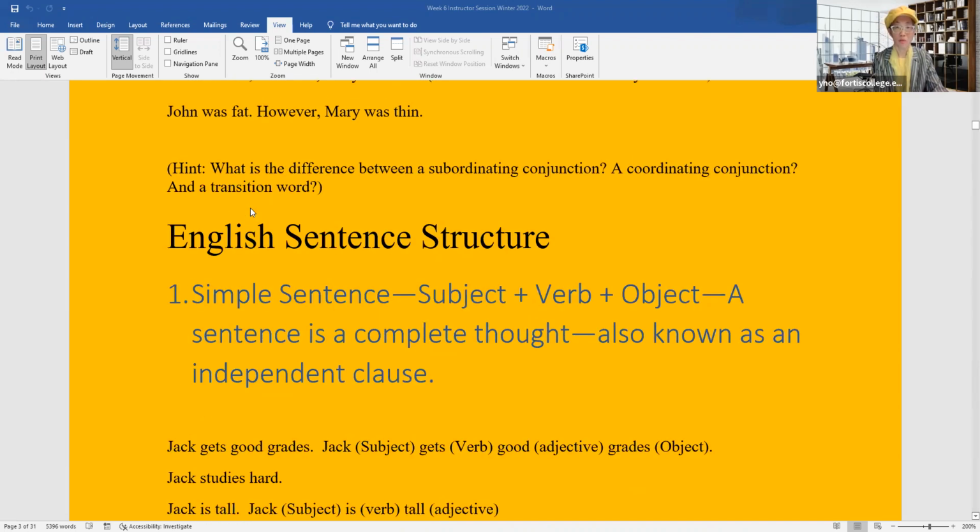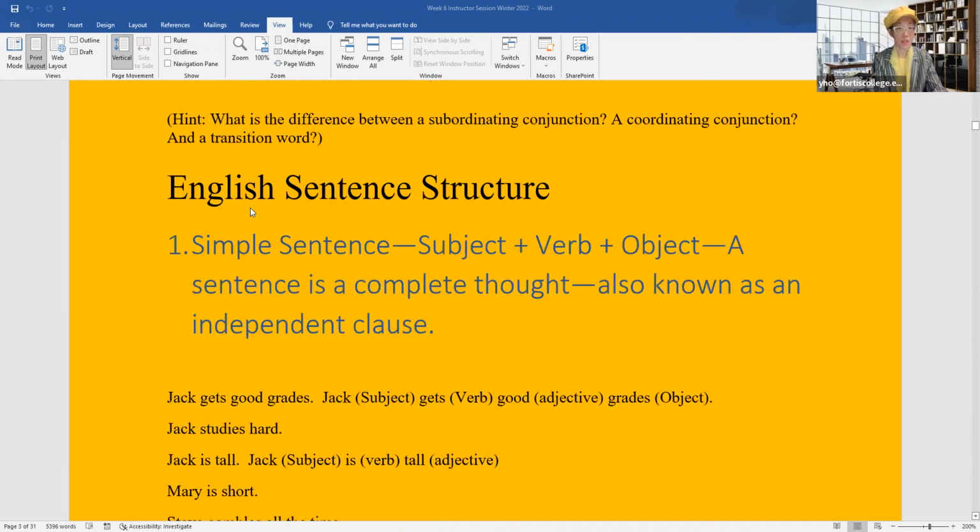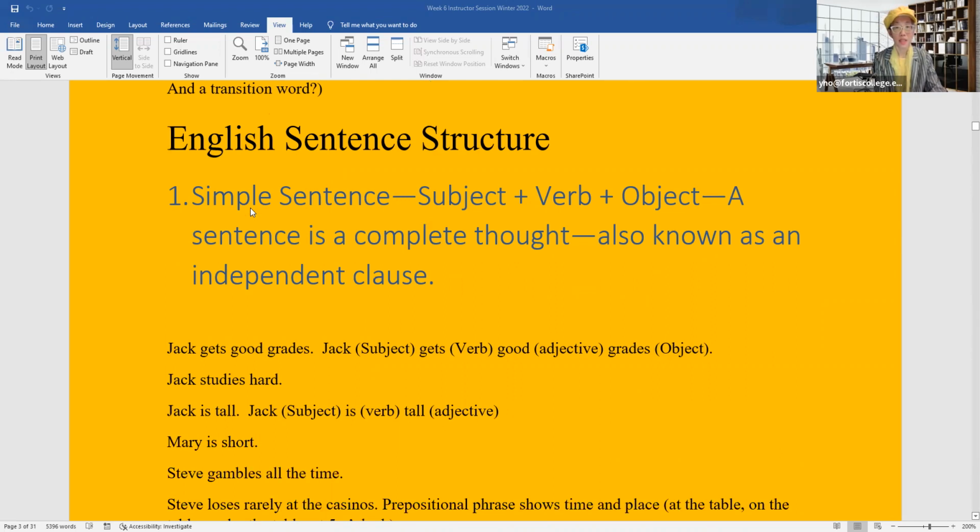So here, let's go over English sentence structure. Simple sentence. A simple sentence is subject plus verb plus object. A simple sentence is a complete thought, also known as an independent clause. Jack gets good grades. Jack is the subject, gets is the verb, good is the adjective, grades is the object. Jack studies hard. So whenever you have a simple subject, verb, and object, you have a simple sentence.